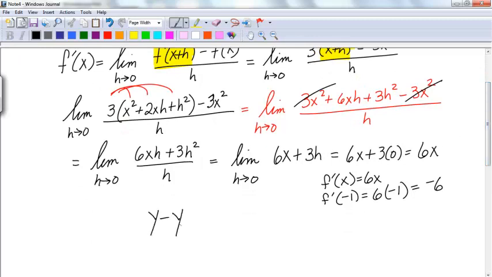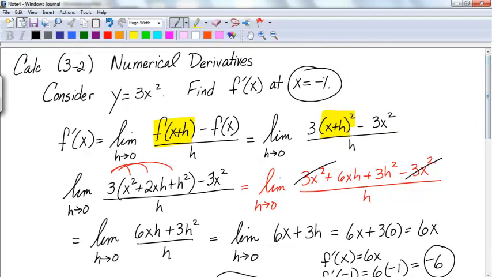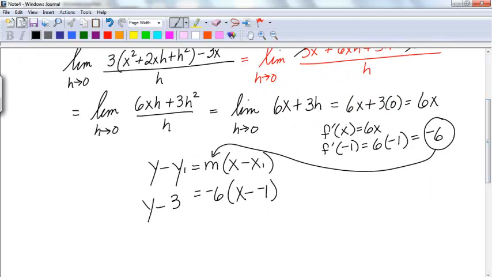y minus y sub 1 equals m times x minus x sub 1. And this first derivative is the slope, so that is like your m. They gave you your x sub 1, which was negative 1. To get the y sub 1, you need to go all the way back up in the original. Substitute negative 1 up here. Negative 1 squared would be 1. 1 times 3 would be 3. And then the author sometimes leaves the answer in the back of the book in slope-intercept form. Sometimes, the author leaves it in this form, y equals mx plus b.